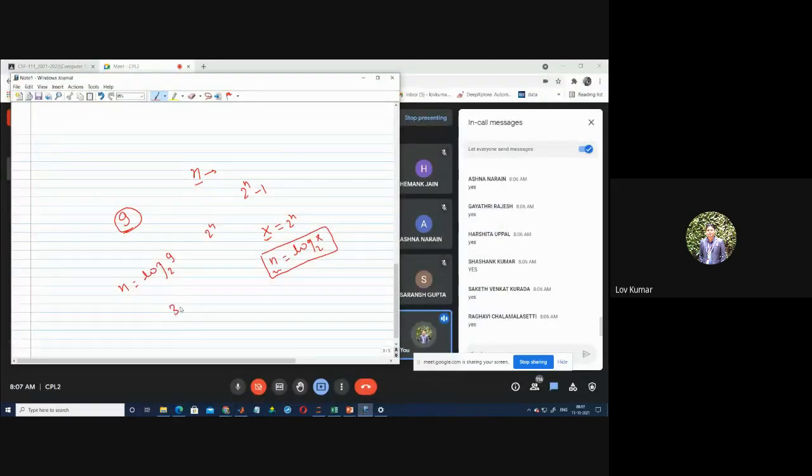Can you tell me what is the minimum number of bits required to generate this 9 address? Can we say 3.16 or can we say 4? Can we say 4 or 3.16? 4. Okay, so we can always write the 4.